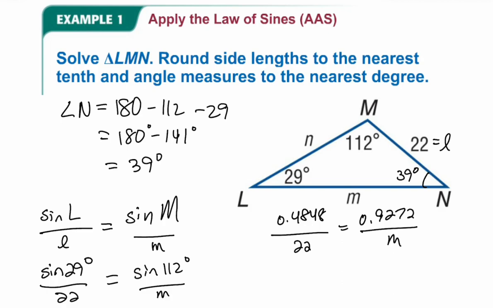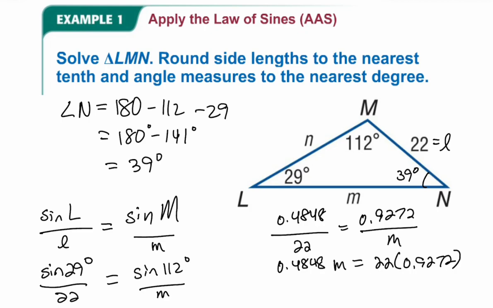So if we cross multiply, we get 0.4848 m equals 22 times 0.9272. Now I'm just going to wait to put that 0.9272 into a calculator. Please take your original measurements out like 4 decimal places, and don't round to the nearest tenth or the nearest whole, whatever we're finding, until you get to the very end, because the end part is where you want to be, to the nearest tenth.